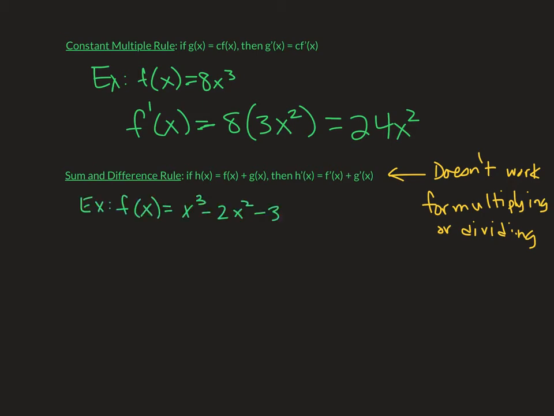For my first example, I have f of x equals x cubed minus 2x squared minus 3. The derivative of that one is just going to be 3x squared minus 4x. Derivative of negative 3 is 0. So this next one, feel free to try it on your own.